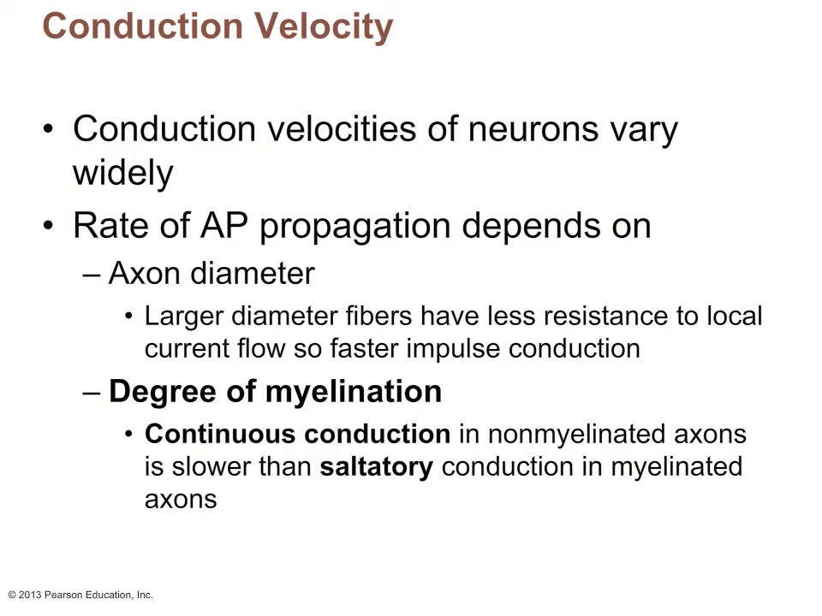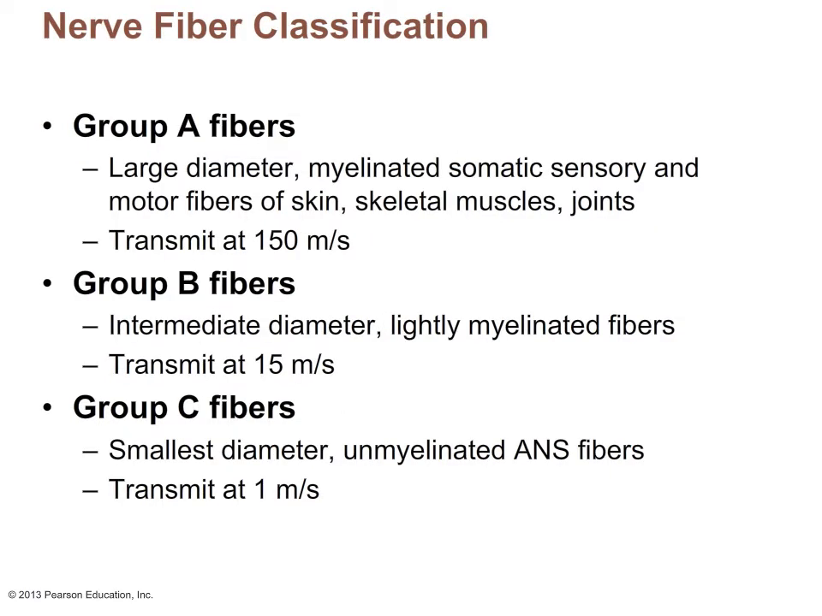So just a summary about what we learned in the previous slide. We have two different types of conduction: continuous conduction that occurs in unmyelinated axons, and saltatory conduction which occurs in myelinated axons. In general, saltatory conduction tends to be a lot faster because we're only having a certain number of depolarizations across that axon. So myelinated axons tend to be faster at transmitting impulses than non-myelinated axons do. Another factor that affects the speed or velocity of nerve impulses across an axon is the axon diameter. In general, larger axons tend to be much quicker at transmitting impulses than smaller diameter axons.